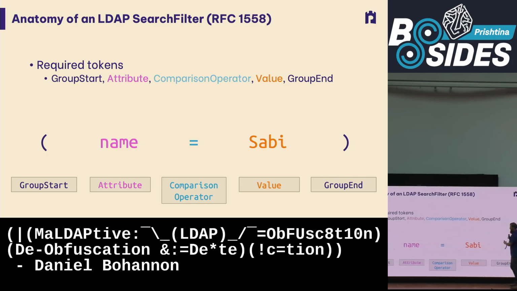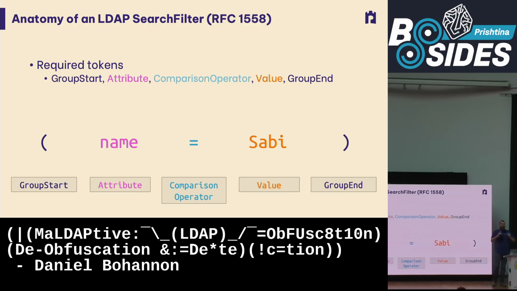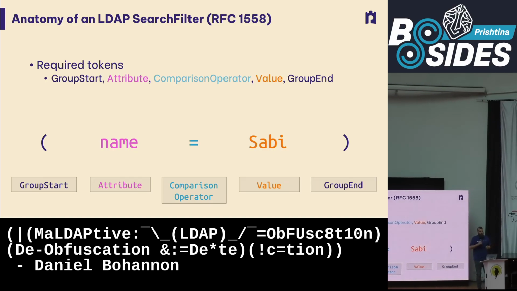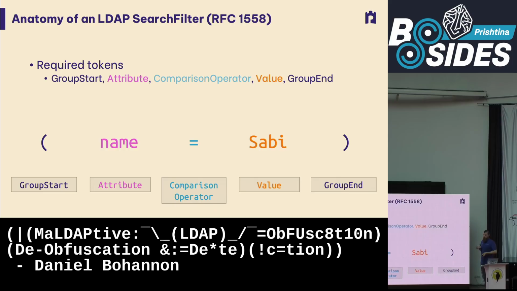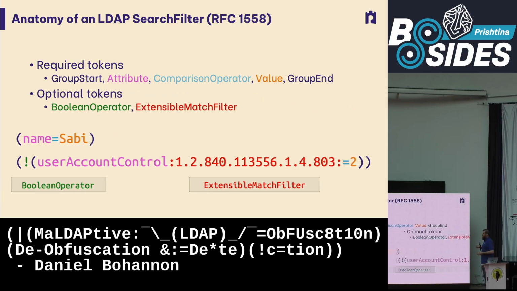It's how any language parser works when the language is being compiled or when you're typing and you have autocomplete and stuff like that. So these are all the required tokens for any LDAP search filter. And then there are two more optional tokens, the Boolean operator as well as the extensible match filter. The Boolean operator can be and, or, and a not. The extensible match filter is quite an interesting animal, if I can almost say that.